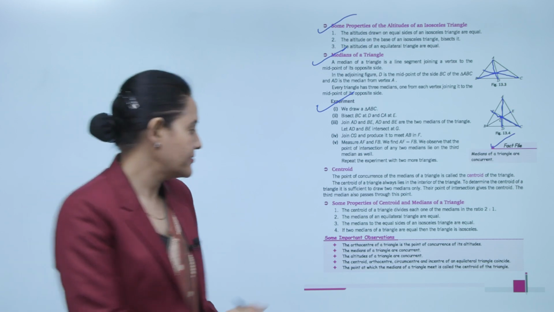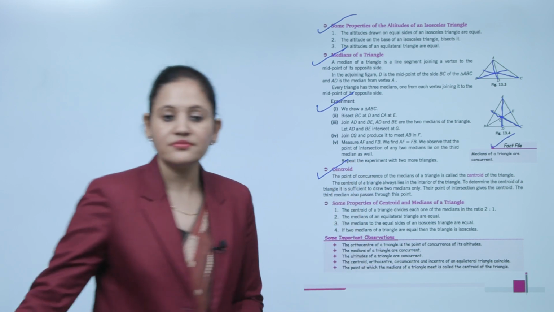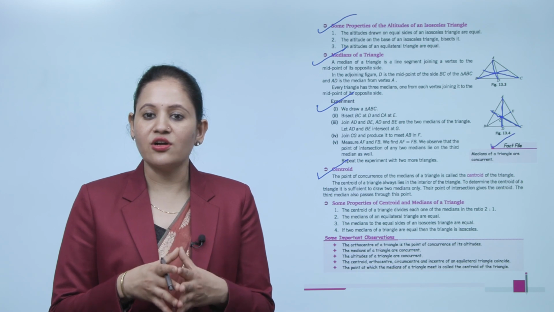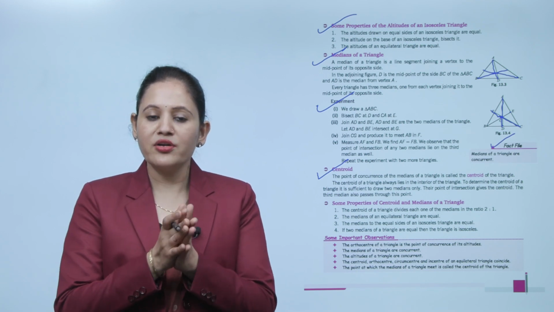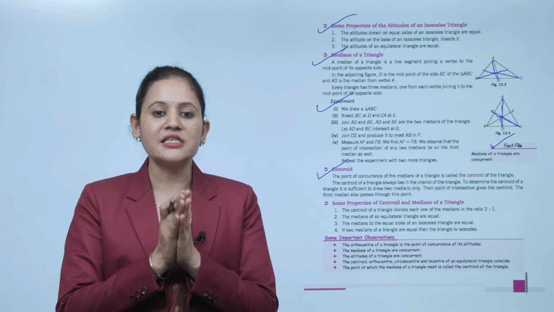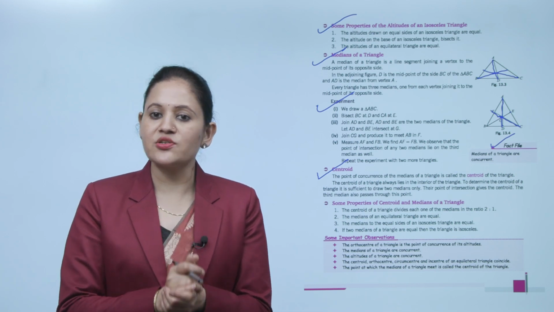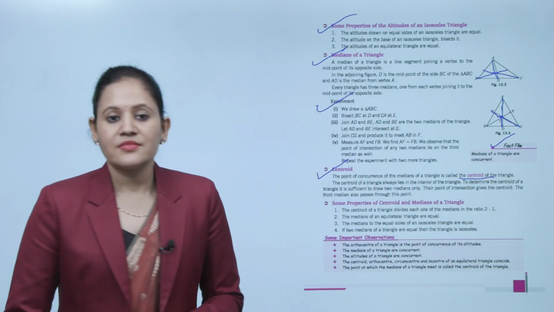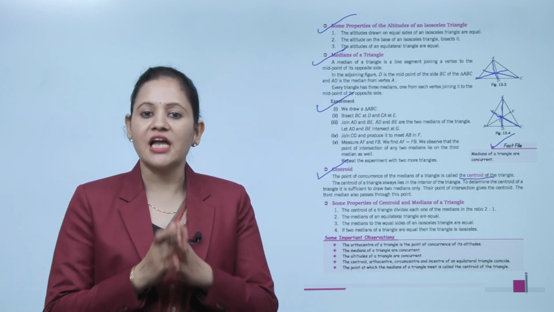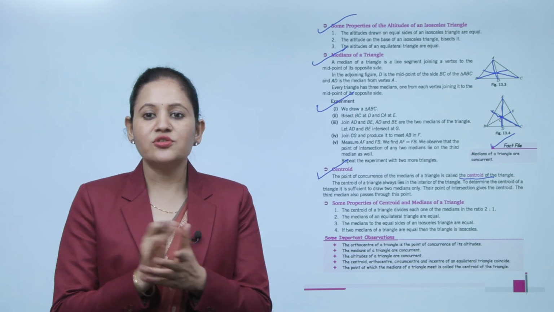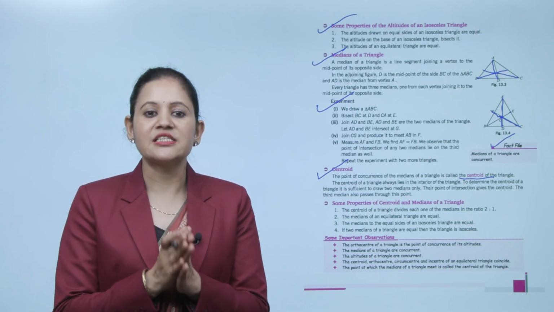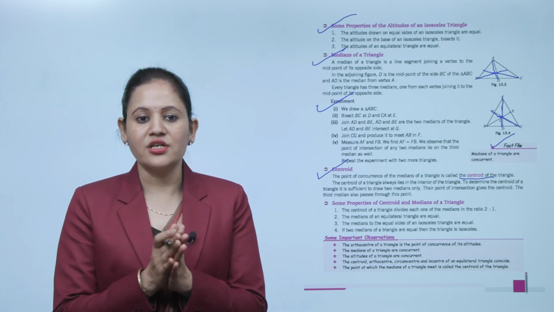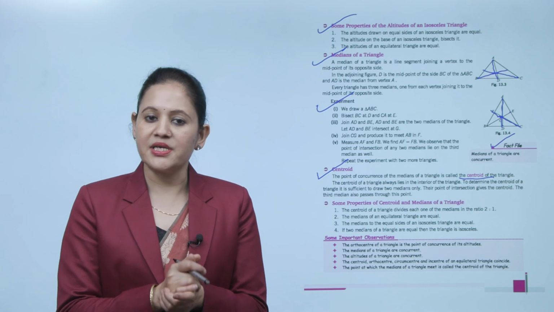Next is centroid. The point of concurrence of the medians of the triangle is called the centroid of the triangle. Point of concurrence means where the three medians intersect each other at a point. That is known as the centroid. The centroid of the triangle always lies in the interior of the triangle. To determine the centroid of the triangle, it is sufficient to draw two medians only. Their point of intersection gives the centroid. The third median also passes through the point.